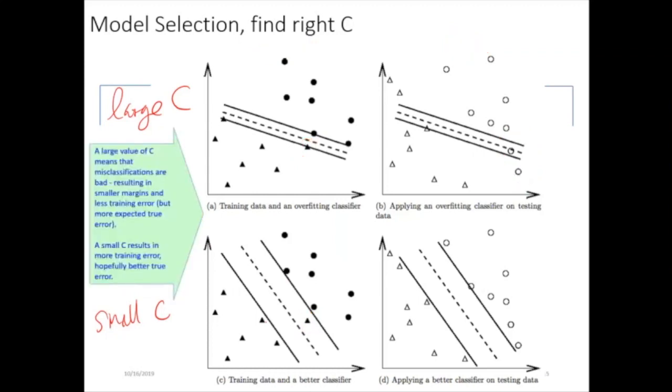So here is more like a summary. A large C value just means classification is bad, but may lead to more expected training error. And a small C results in more training error, but hopefully a better true error.